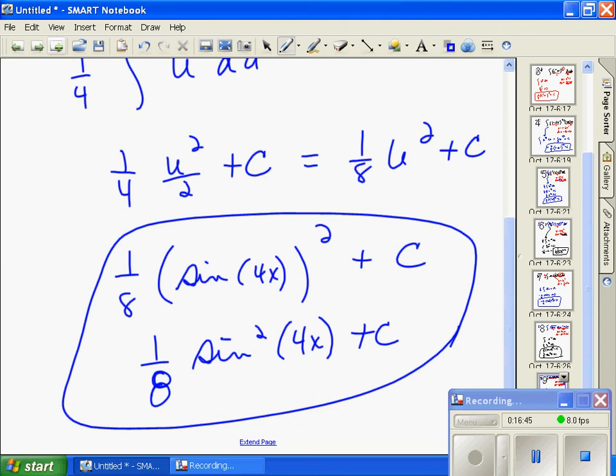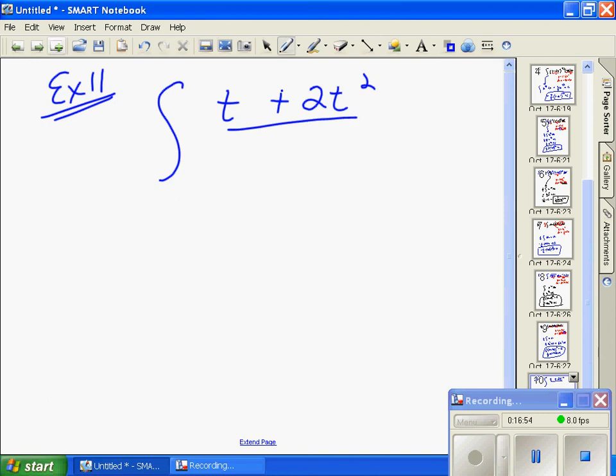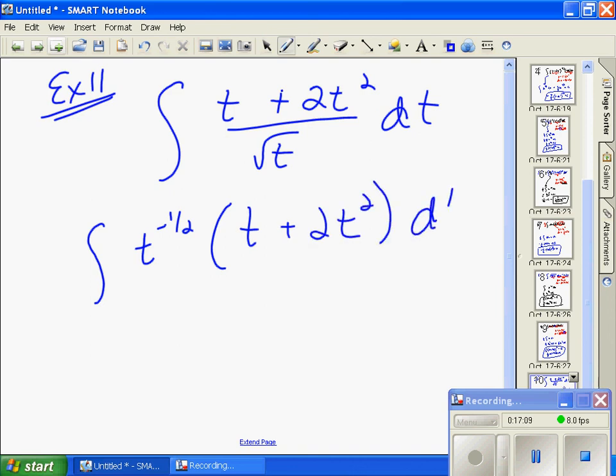Okay, example 11. Example 11 is just one that I'm throwing in here to show that you do not have to always use substitution. Substitution is now just a new tool that you can use. This is a problem we've probably had something very similar to. I'm going to bring that radical t up as t to the negative 1/2. And then distribute. So I get t to the 1/2 plus 2t to the 3/2 dt.